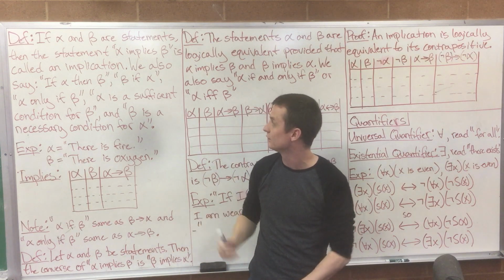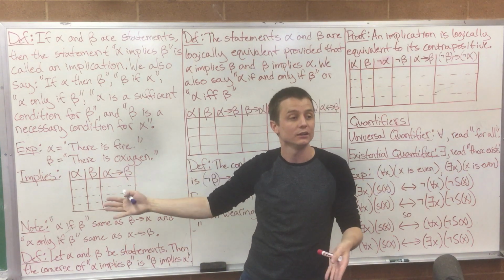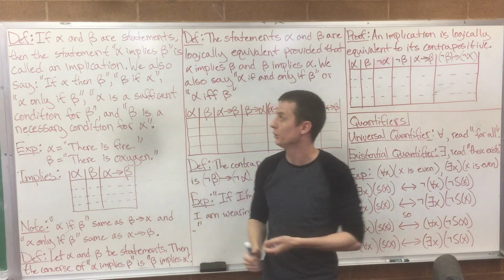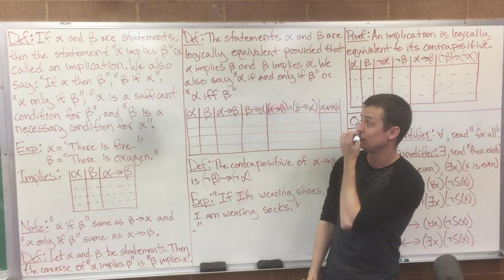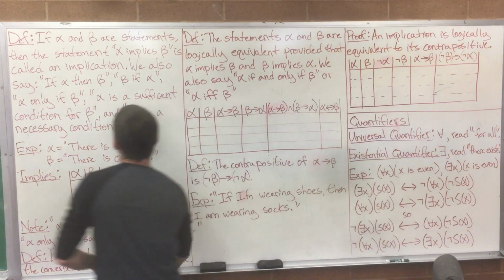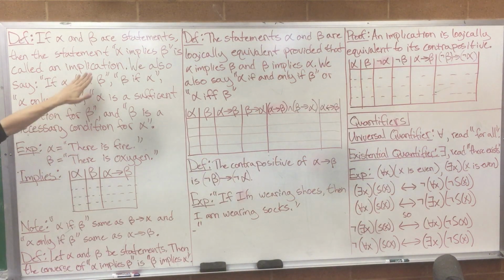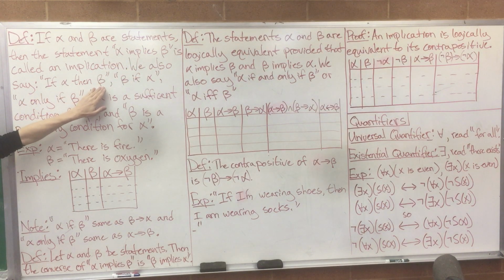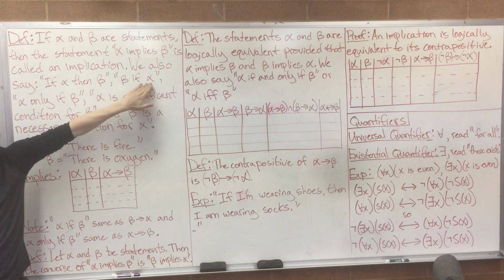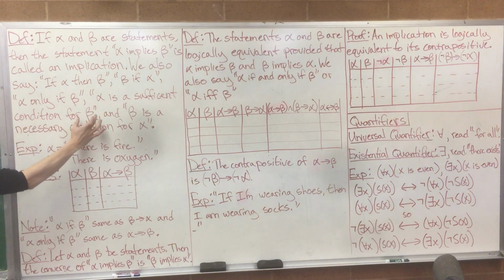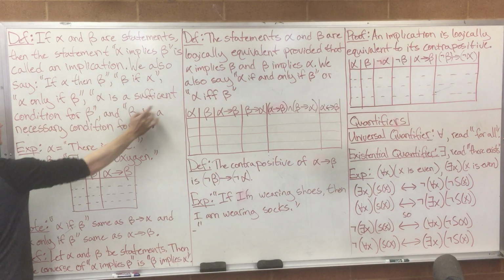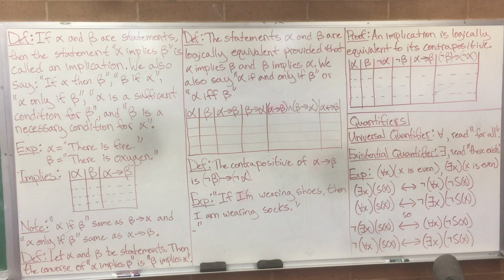It says if this is true, then this is true. Or alpha being true implies beta is also true. That's how every single argument works. It's always used as a logical operator, so we need to understand it. And we need to understand all the ways in the English language that we can say this. So, we can say alpha implies beta. We can also say if alpha, then beta. We can also say beta if alpha. We can also say alpha only if beta. We can also say alpha is a sufficient condition for beta. We can also say beta is a necessary condition for alpha.